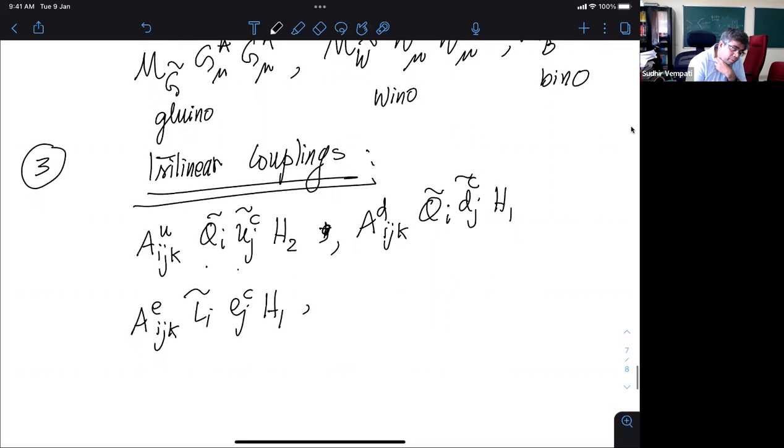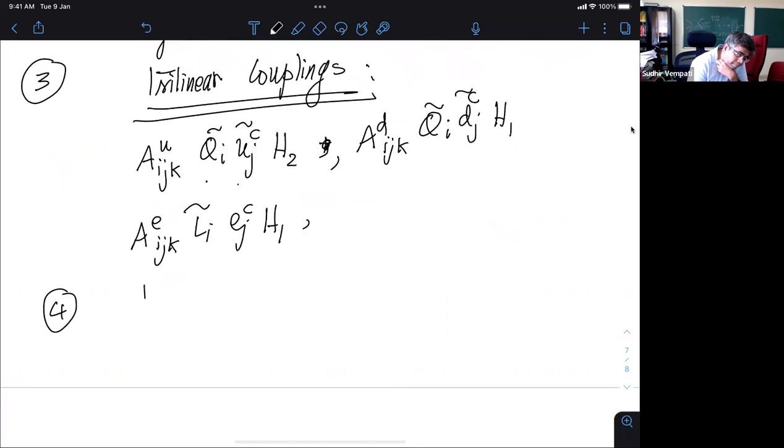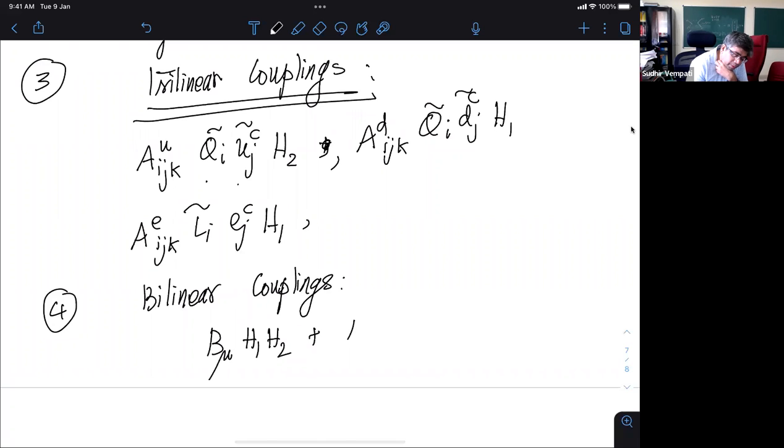And then you can also add bilinear couplings. Bilinear couplings are B mu H1 H2 plus so on. So the dimension of the A terms is dimension 1, because these three are scalars: H2 is a scalar, H1 is a scalar, and everything else. So A is dimension 1.